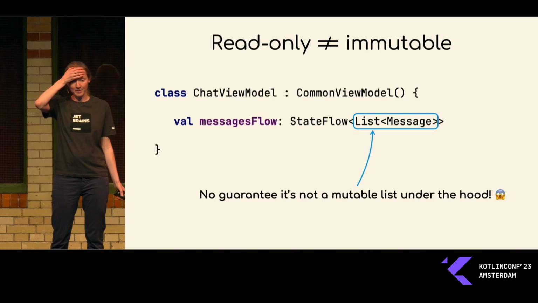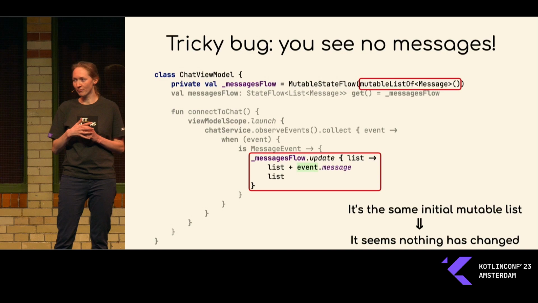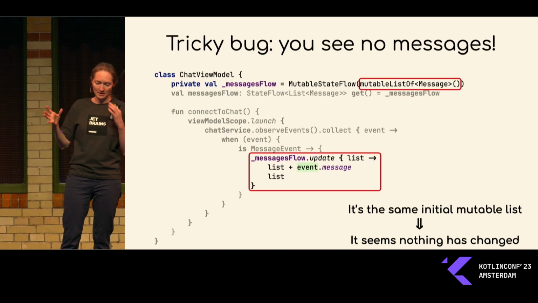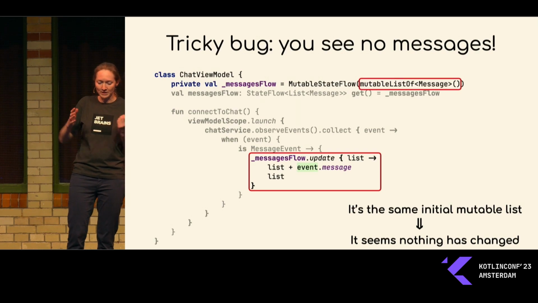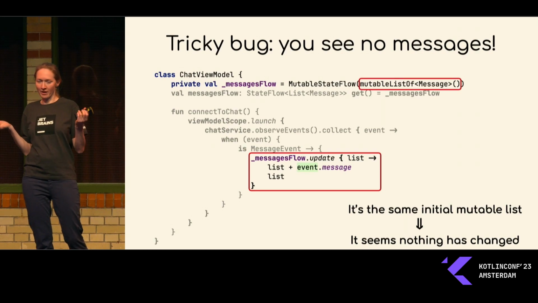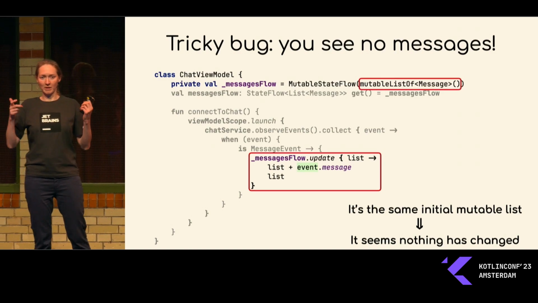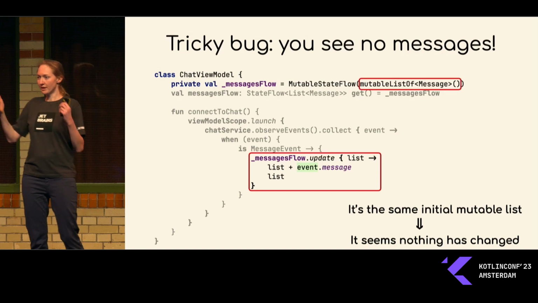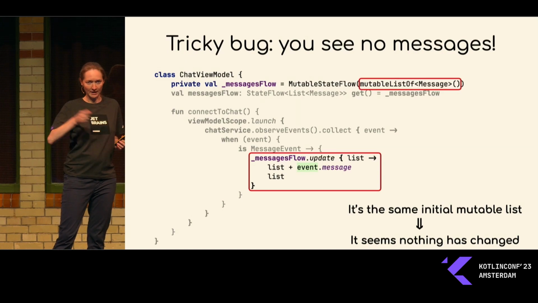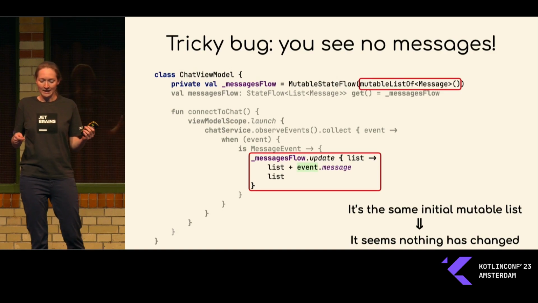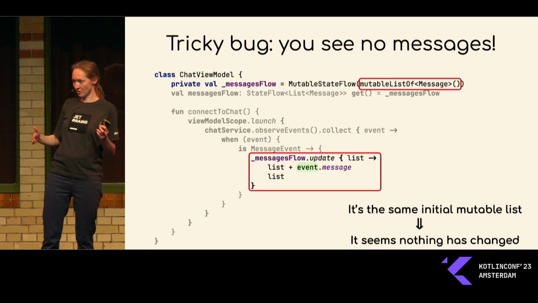And there might be a really tricky bug with this. If you write the code like this for any view model, and we decide to save memory and say, okay, let's use the same mutable list to store all our messages, and we'll return this same mutable list over and over again to our client to compose code. It doesn't work. We don't see any messages at all.